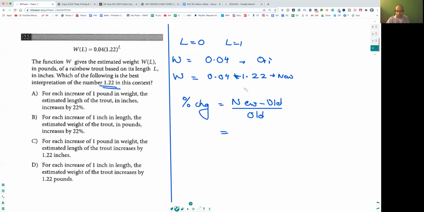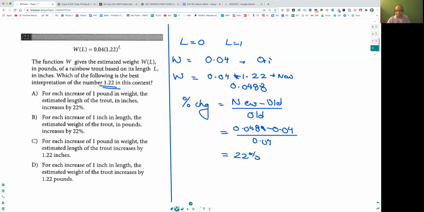Okay, so this guy's going to be 0.0488, right? So you get 0.0488 minus 0.04 over 0.04. And this is for the people who are having some difficulty, okay? For the others, maybe you know how to solve this. And when you calculate this, the answer is going to come out to be 22%.